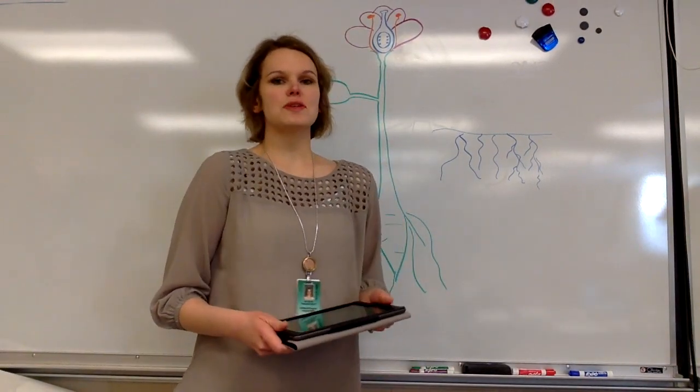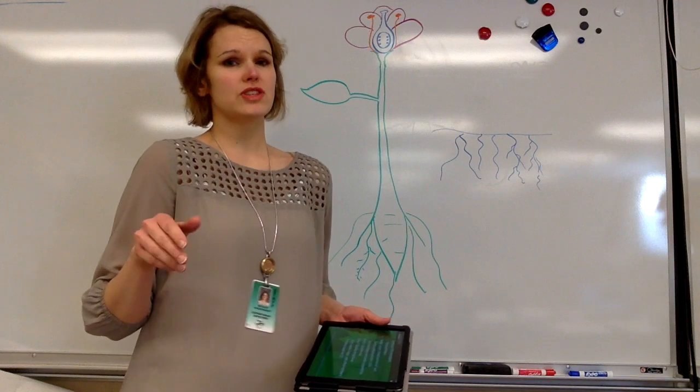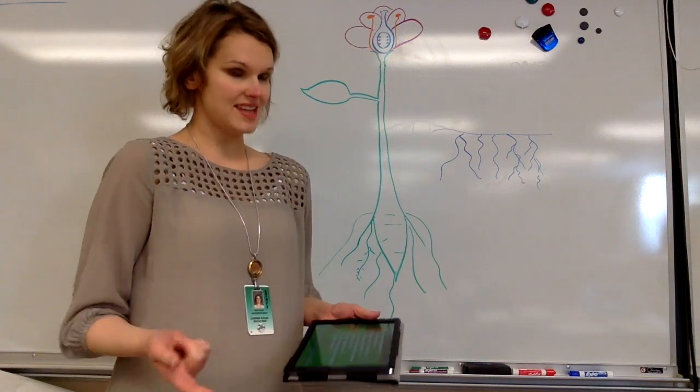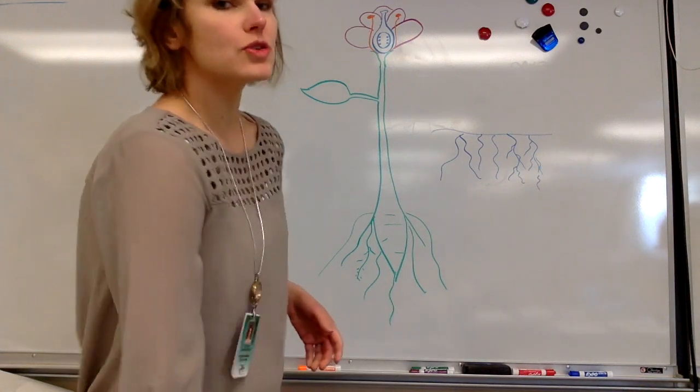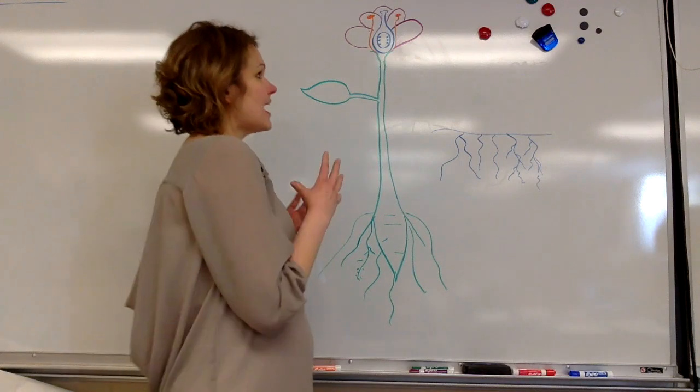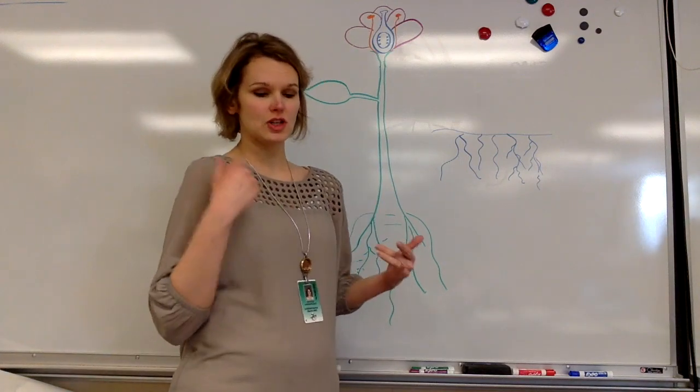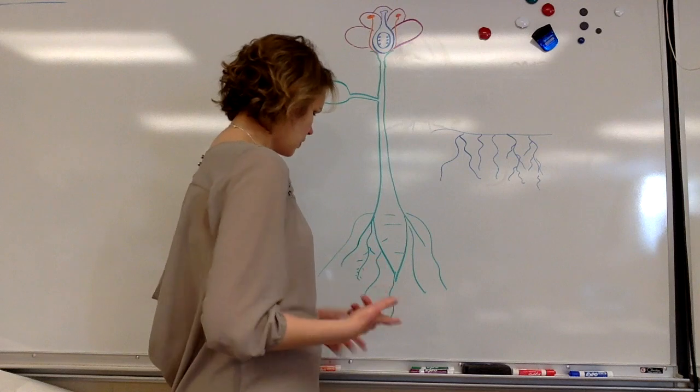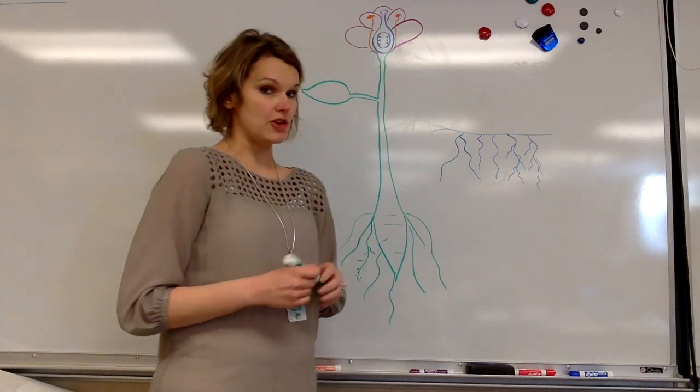Today we are going to be doing a review of plants and photosynthesis so that you can be ready for the test that is coming up. So to start out, we are going to take a look at a flowering plant and look at the different parts and what they do. So let's start with the leaf.